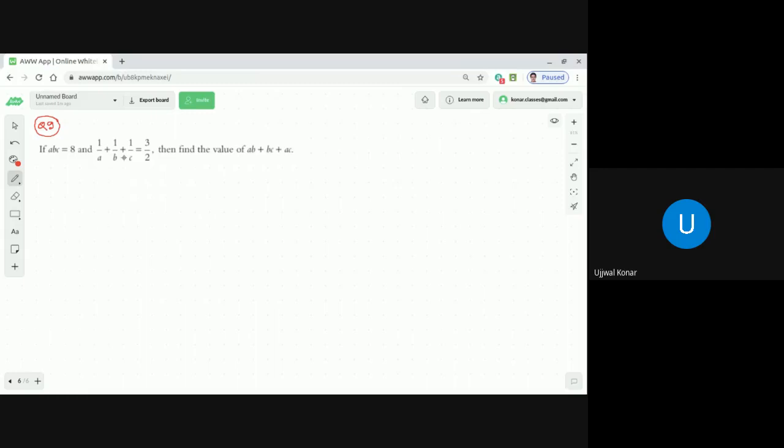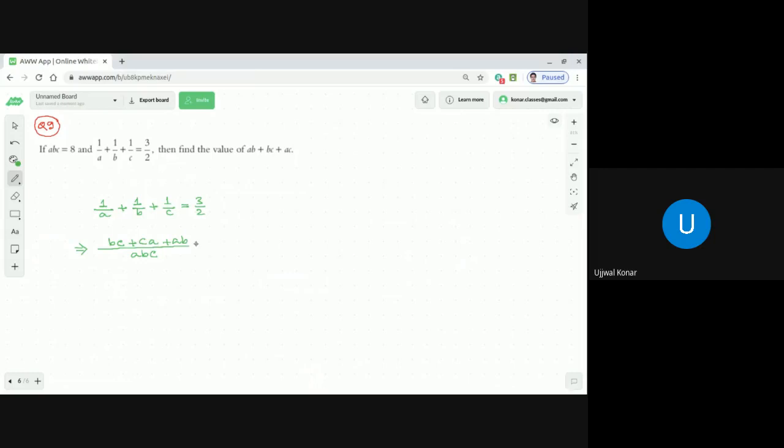So what is given here, dear students, is that the value of 1 by a plus 1 by b plus 1 by c is equal to 3 by 2. Then from here, the LCM in the denominator is abc. In the numerator, what you will get? bc plus ca plus ab.